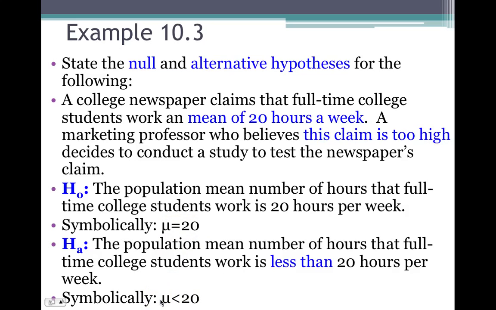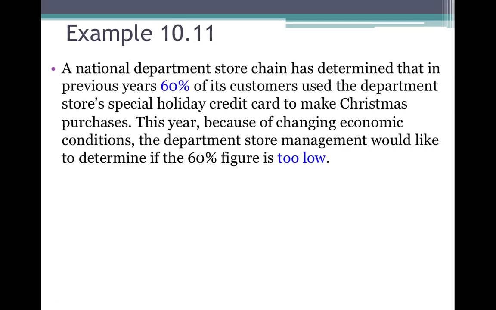When we create hypothesis tests for proportions, we're going to state the population proportion as we have in this next example. A national department store chain has determined that in previous years, 60% of its customers used the department store's special holiday credit card to make Christmas purchases. This year, because of changing economic conditions, the department store management would like to determine if 60% is too low. So we're going to state the null and alternative hypotheses.